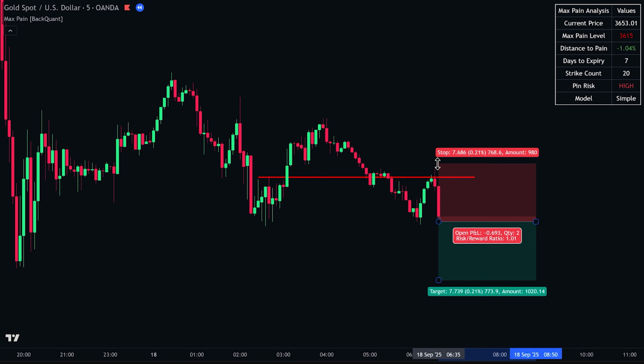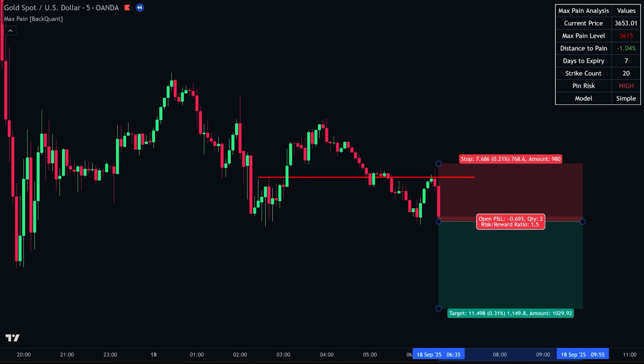Place your stop loss just above the rejection wick or slightly above the max pain line. Set your take profit at the next support zone. If this setup plays out correctly, price often respects the retested max pain level and continues falling, completing the breakout and continuation move.